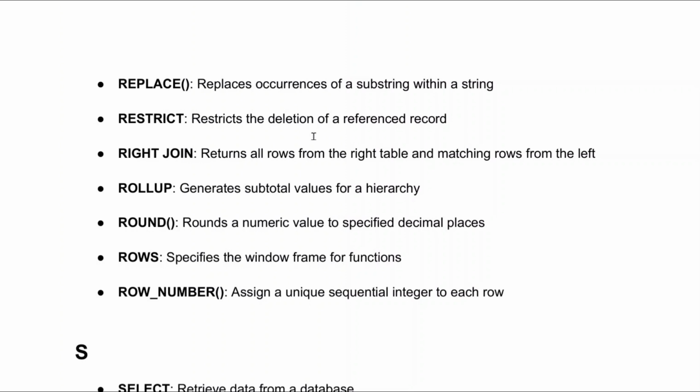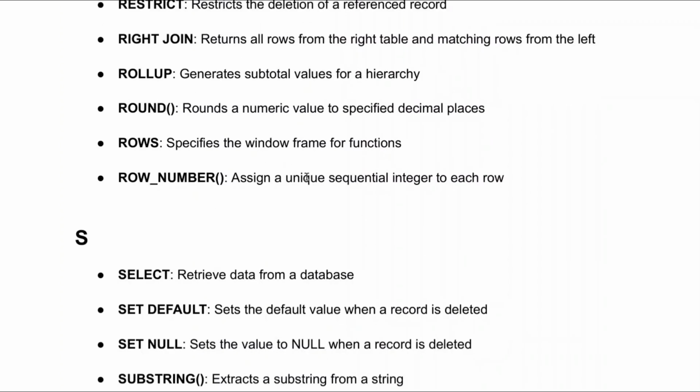Restrict restricts the deletion of a referenced record. Right join returns all rows from the right table and matching rows from the left table. Rollup generates subtotal values for a hierarchy. Round returns a numeric value rounded off to specified decimal places. Rows specifies the window frame for functions.